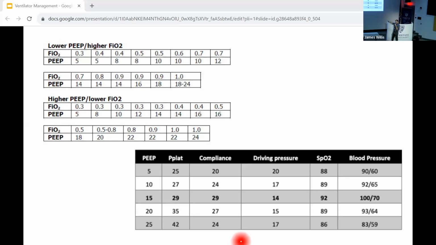Once you start going over that, you also start to see the impact on the hemodynamics, and the pulse ox starts to go down because you're over distending. So just a nice way where you can go up in increments, look at your plateau pressure. Is it going up at a relatively smaller increment? Looking at your pulse ox, how is it responding? And then also looking at your driving pressure.